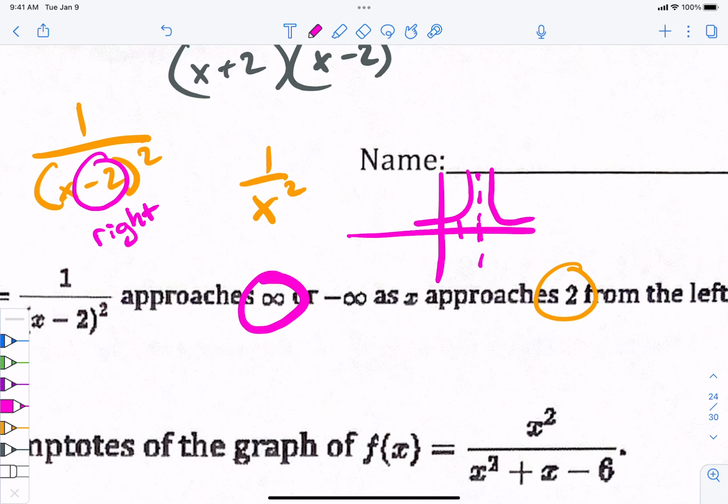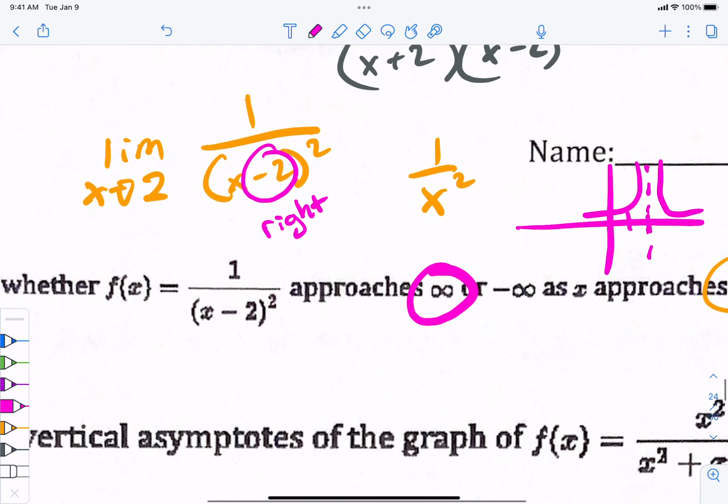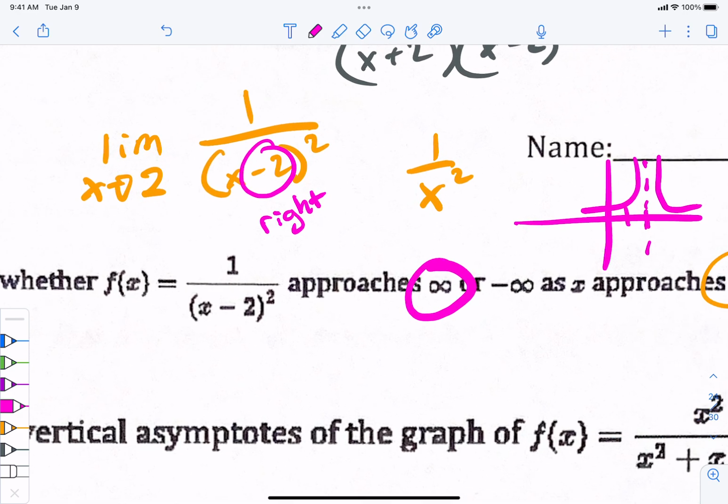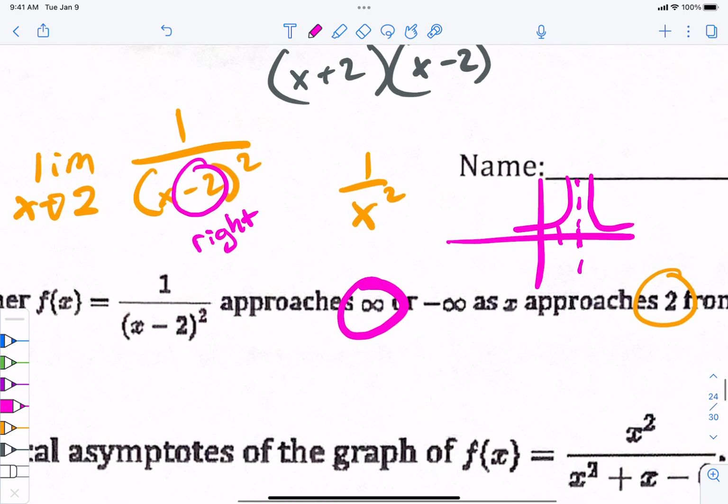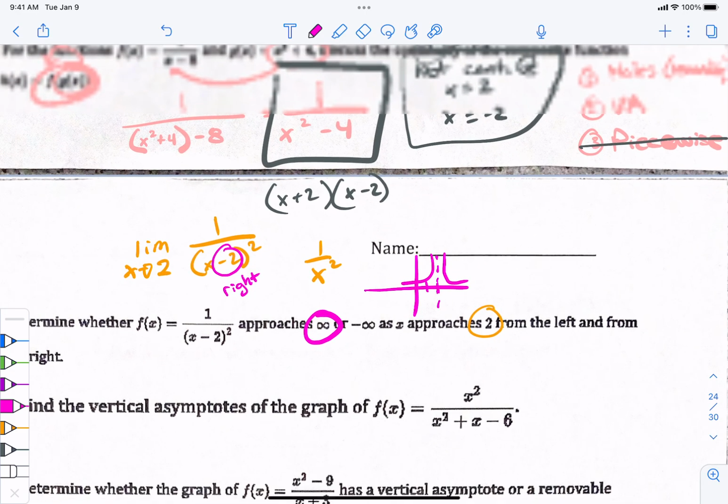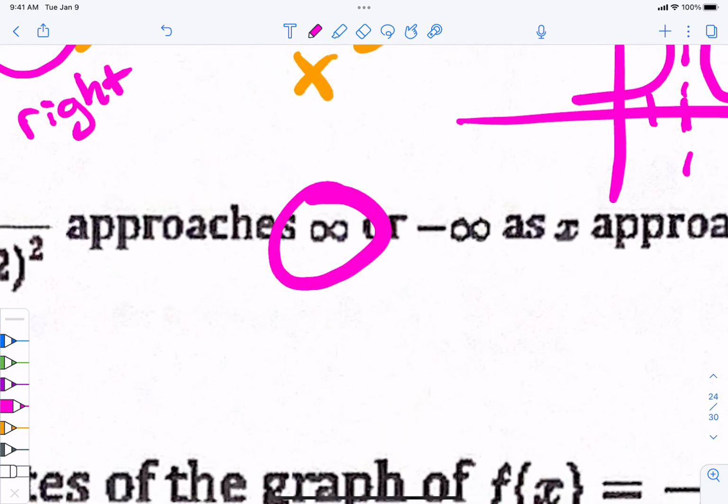Is it 2 minus or 2 plus? It's 2 from both sides, so just infinity, both sides. Because it's both at the same time, as it approaches 2 from the left and from the right. So it's infinity for each one.